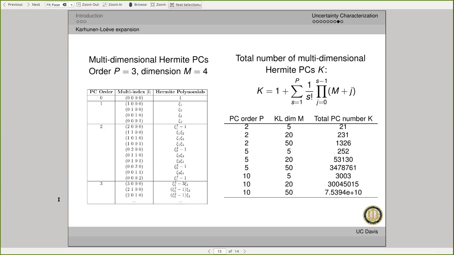So here I'm showing you a direct expanded representation of the multidimensional Hermite polynomial chaos of dimension 3 and of order 3 and dimension number 4. You can see for the zeroth order we only have a constant term, and for the PC order 1 we have the standard Gaussian random variables of 4 dimensions, and for the PC order 2 you will have a combination of either two of them or the second order of a single dimension, like this one and this one.